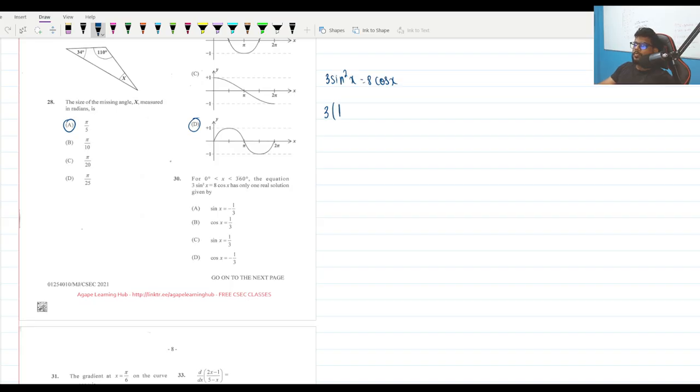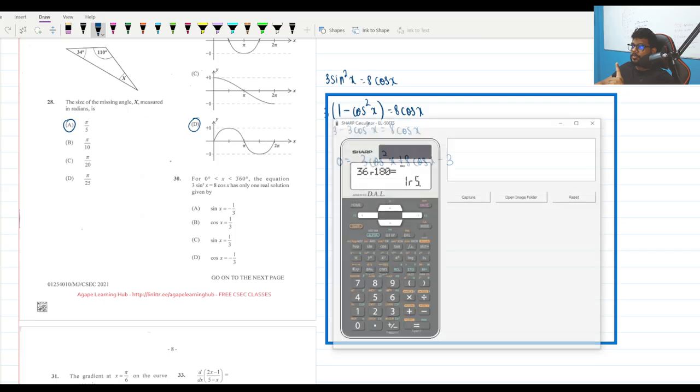So sine squared x is 1 minus cosine squared x. So 3 minus 3 cosine squared x is 8 cosine x. Rearrange a little bit, send everything to the right: 0 is 3 cosine squared x plus 8 cosine x minus 3. This is a quadratic we can solve. This is A, this is B, this is C, and we'll have cosine x equal to these solutions.